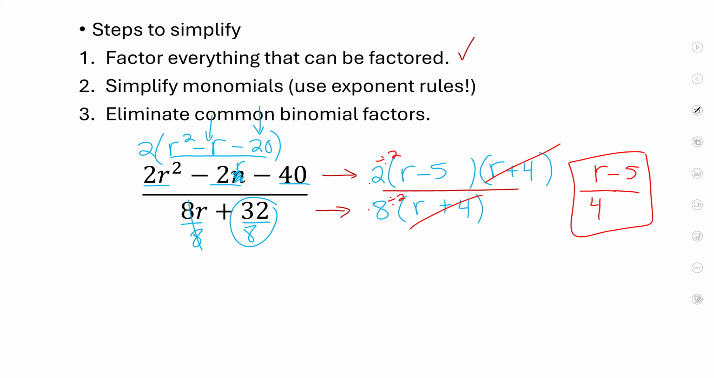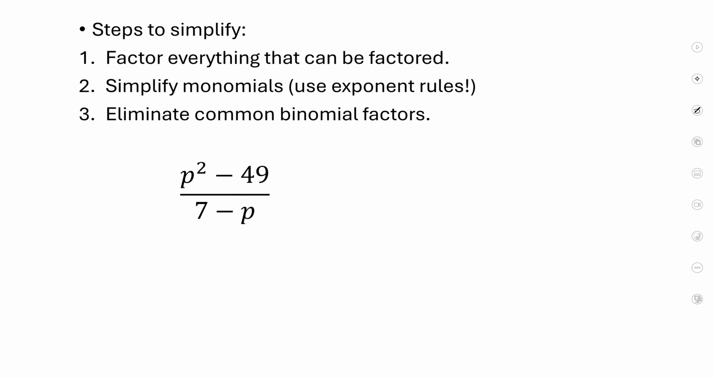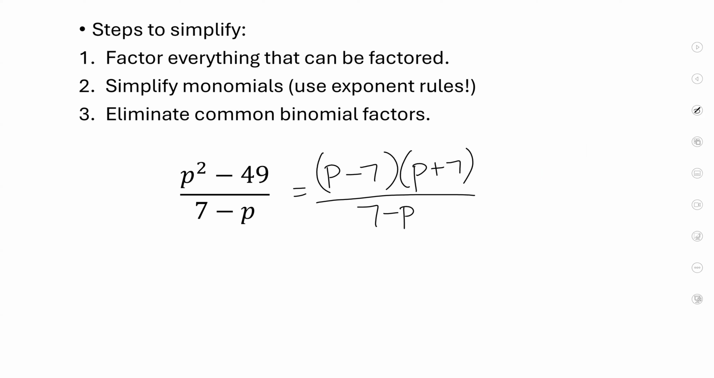All right, let's try another one. Simplifying again. Go ahead and factor the numerator. Ready? Go. Perfect. Okay. So this will be p minus 7 and p plus 7. Okay, so it's completely factored. We factored everything.